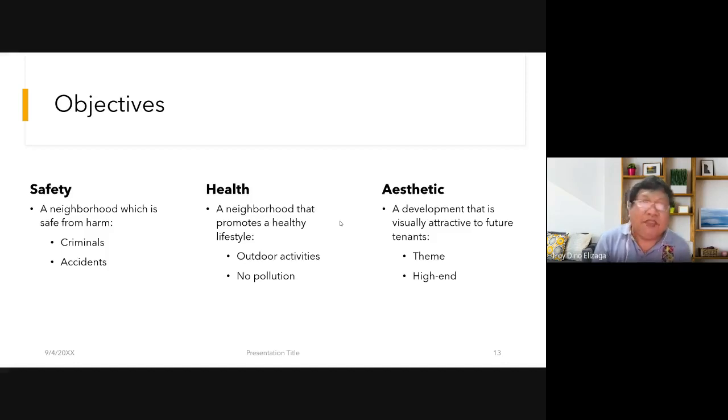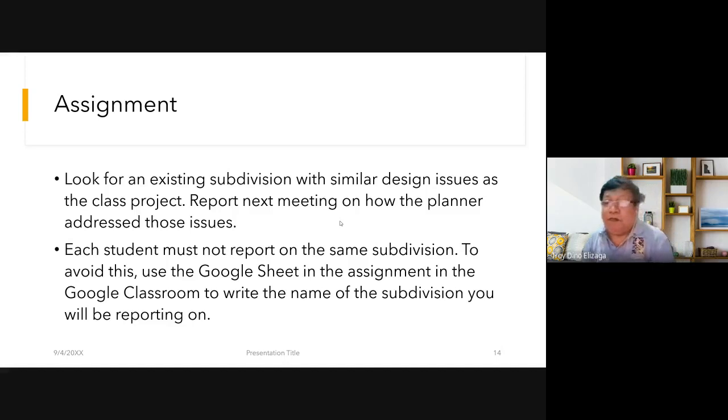Okay. Now, so we come to the end. The next assignment is to look for an existing subdivision with similar design issues as the class project, as our project. So each one will make a report. So I will call on each one. So I guess I expect some of you are probably absent.